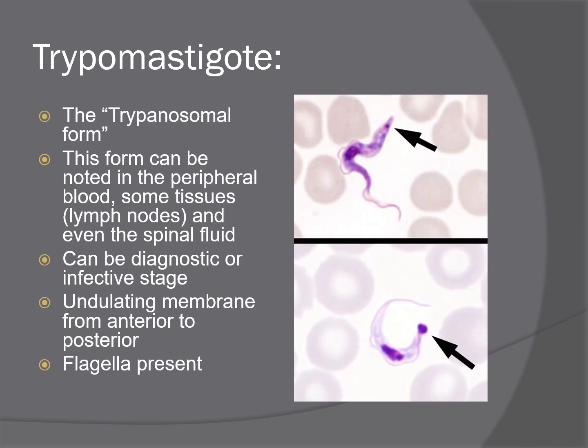The trypomastigote is the 4th developmental stage, and this is called the trypanosomal form. This form can be noted in the peripheral blood, sometimes in tissues such as lymph node tissue, and even in the spinal fluid. They're very easy to recognize, as you can see the undulating membrane on the organism to the right. Okay, there is flagella present as well, but really what's going to jump out at you is the undulating membrane.